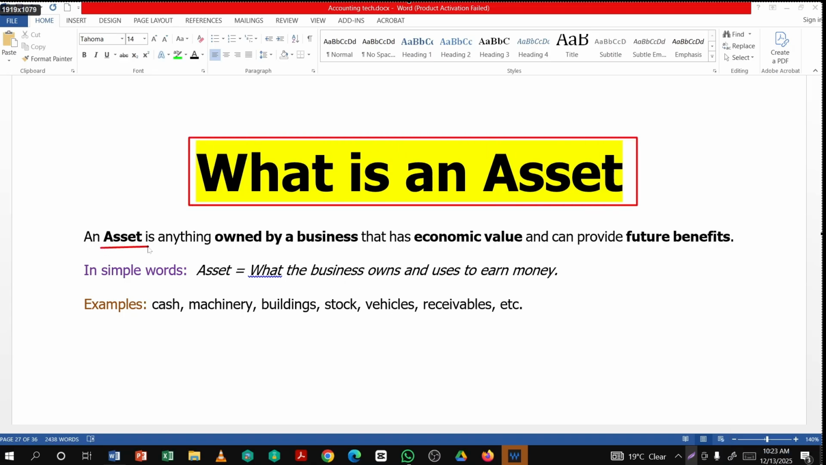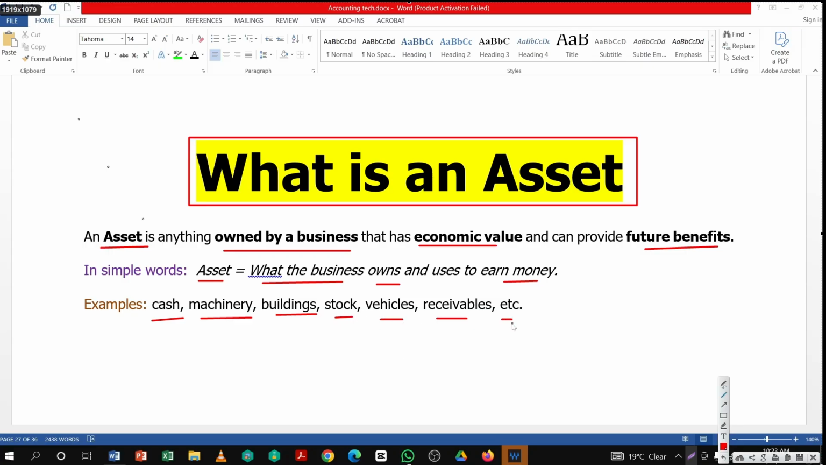An asset is anything owned by a business that has economic value and can provide future benefits. In simple words, asset means what the business owns and uses to earn money. For example, cash, machinery, buildings, stock, vehicle, receivable, etc.